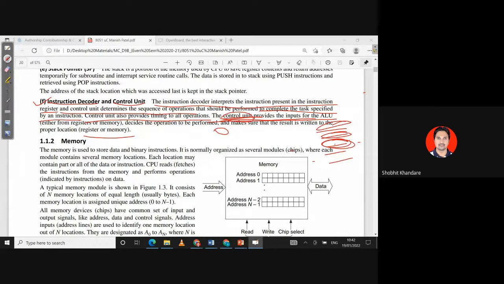So I can say the control unit can perform reading operation or writing operation. So you have understood what you mean by reading, what you mean by writing. Reading and writing in the memory or from the memory, reading and writing from the register or into the register.